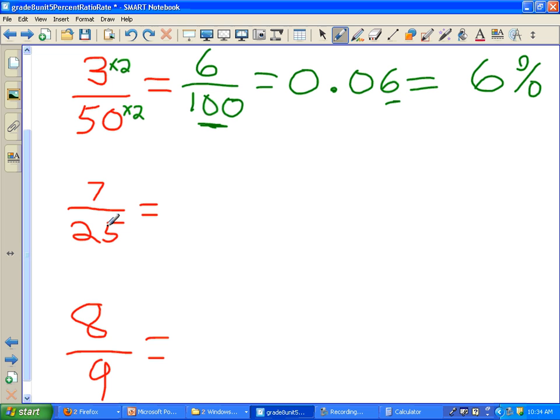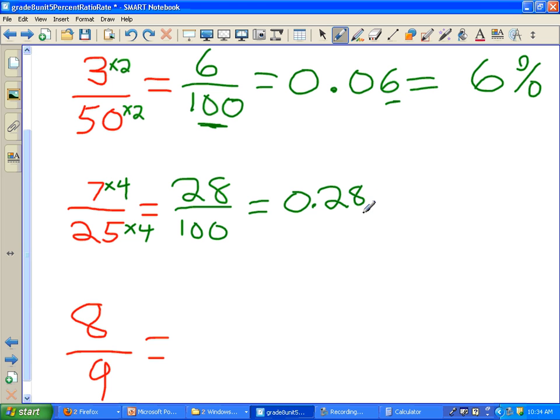Now with 7 out of 25, I know that if I multiply the bottom by 4 and the top by 4, I will have something out of 100. So 4 times 25 is 100, and 4 times 7 is 28, out of 100. Written as a decimal, 0.28. So I got 28 hundredths. Change that to a percent. Well, because out of 100 is percent, we have 28%.